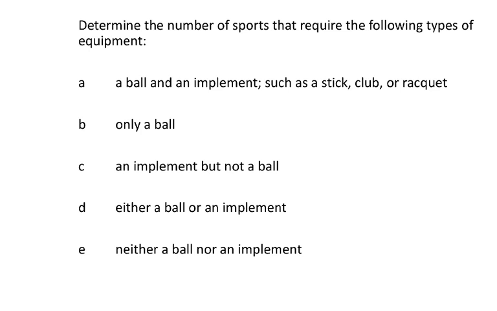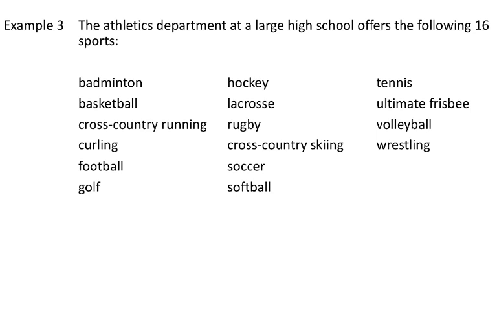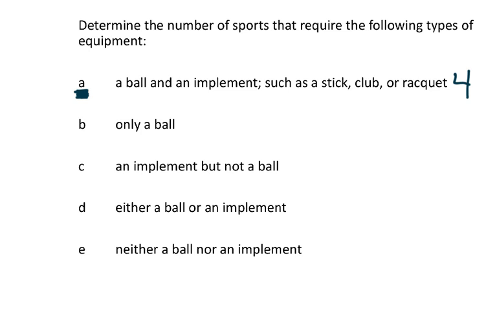So I am going to color code these things. So question A will go with blue. The things that use a ball and an implement would be golf, lacrosse, softball, and tennis. Hockey doesn't fit. There's no ball in hockey. Rugby doesn't fit. There's no implement in rugby. So looking at that, there would be 4 things that use a ball and an implement.